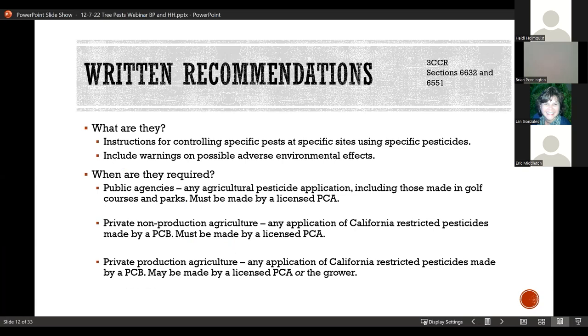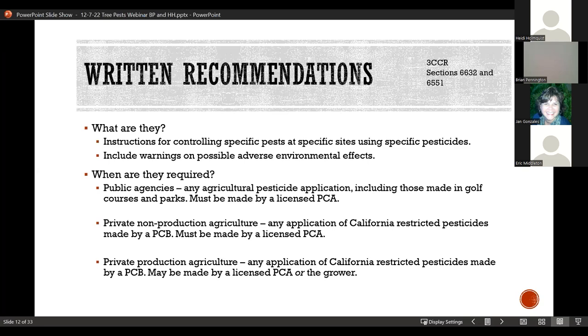And yet again, more paperwork. You may need a written recommendation before you spray. This is a document explaining what to apply to control a specific pest at a specific site and detailing possible hazards to be aware of. A recommendation from a licensed pest control advisor is required anytime you apply pesticides on land owned by a public agency. This includes places like parks and golf courses, public golf courses, that is, not private ones.